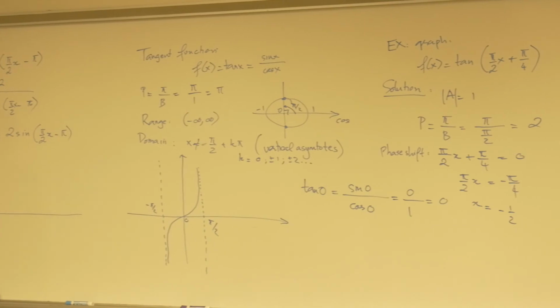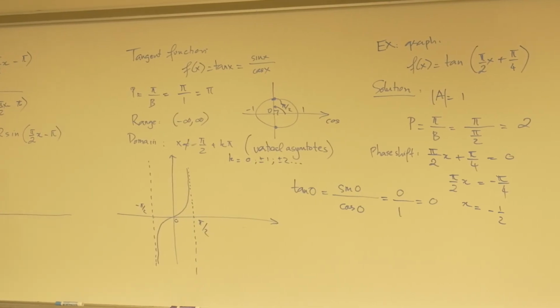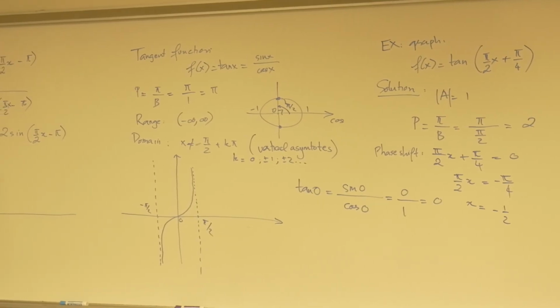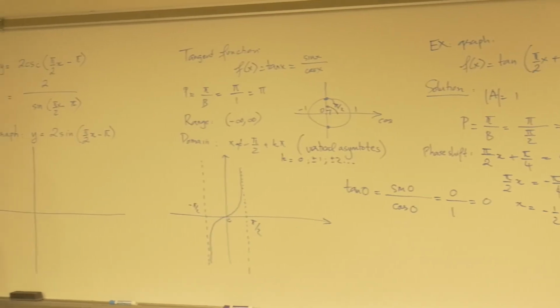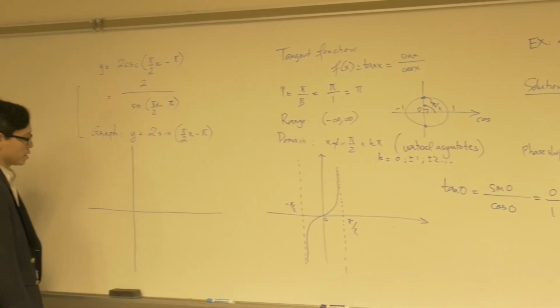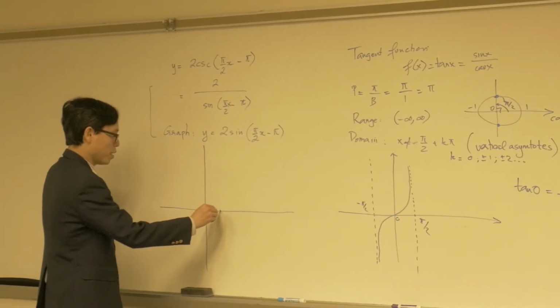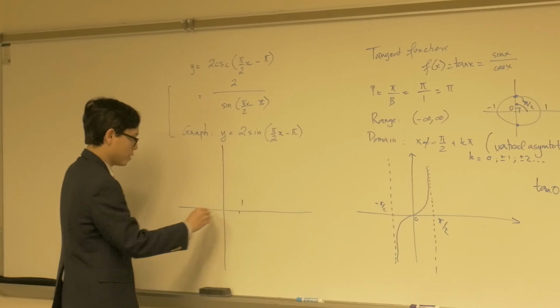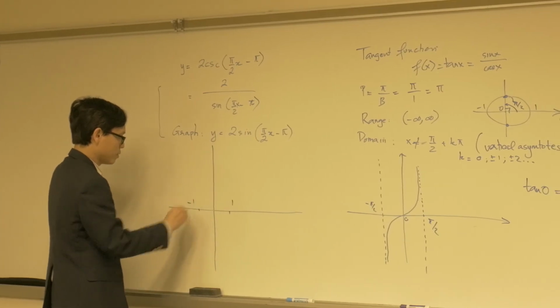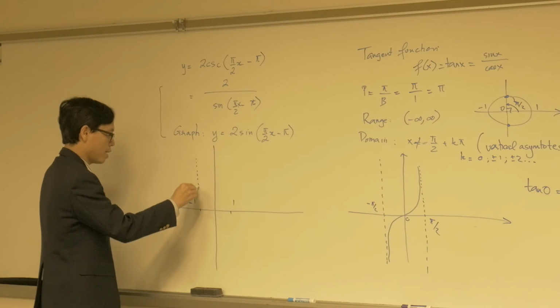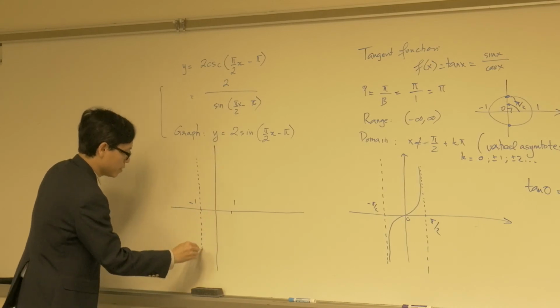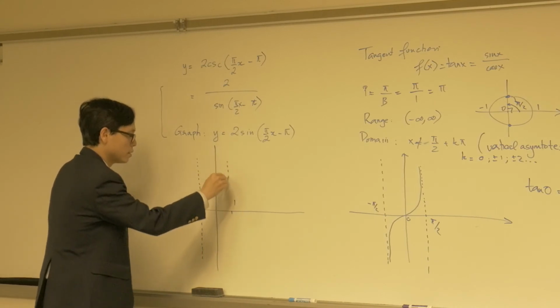All right, so let's start with our first period. Right now the period is 2. So over here will be 1, and over here will be negative 1. And we will have the asymptote.